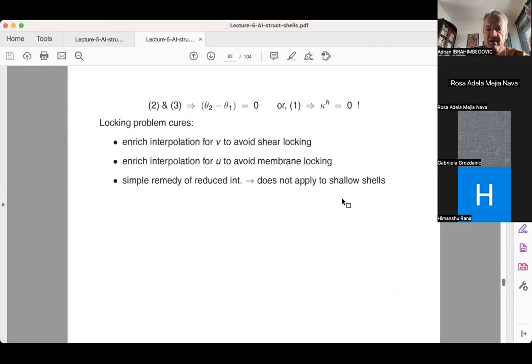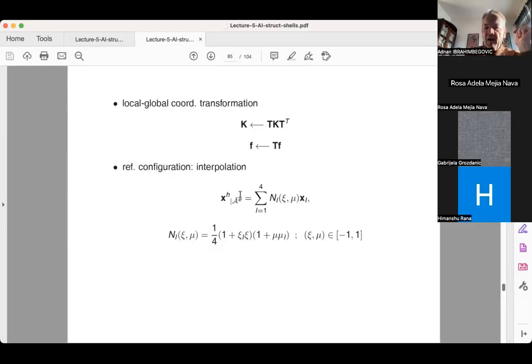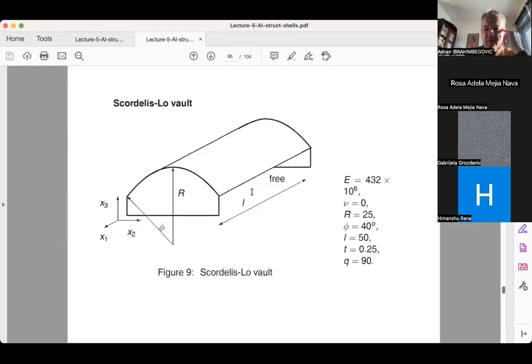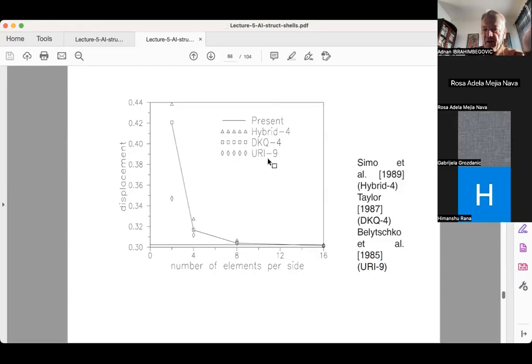So we build something like a four-node element of this type, basically like a shallow shell element. You have a projected plane of this element, which cuts through the middle of each side. Basically, first you build the approximation on this projected plane, and then you put it into the global coordinate system. This element is doing a perfect job in many different applications, really competing against the DKQ, but contrary to DKQ, the discrete Kirchhoff quadrilateral, you can take shear into account, and DKQ cannot.